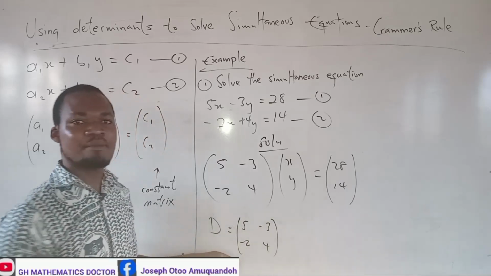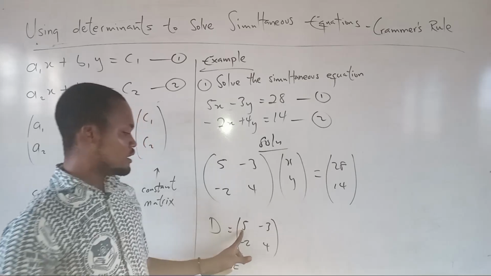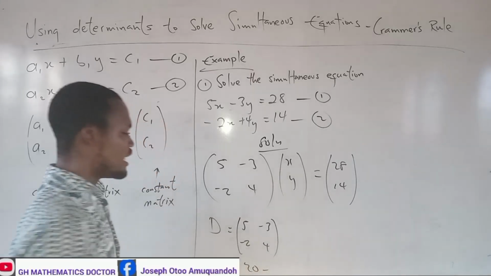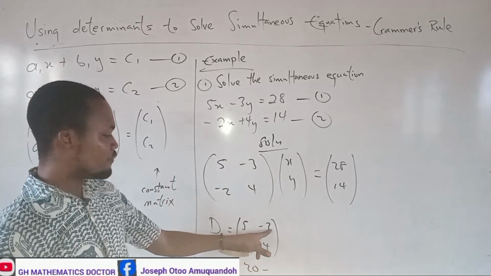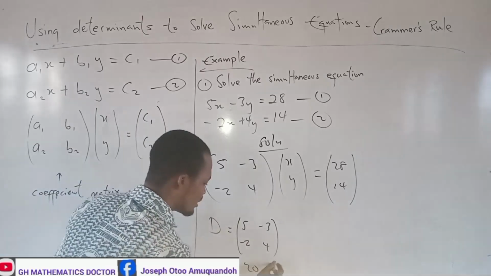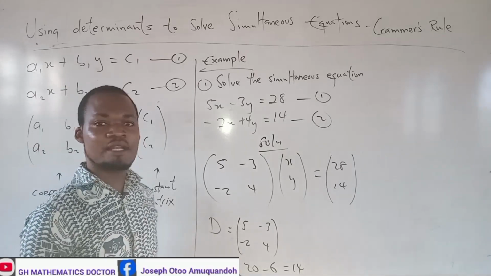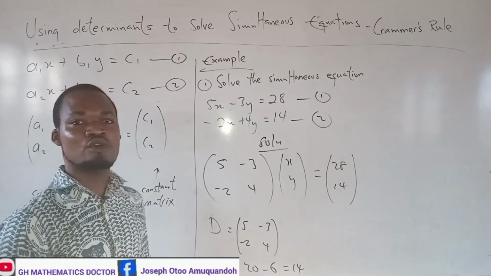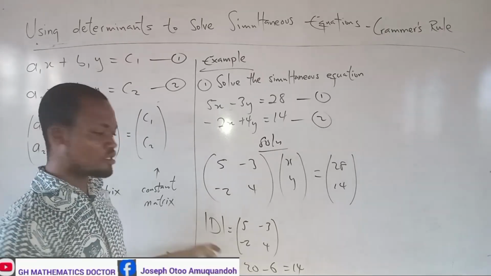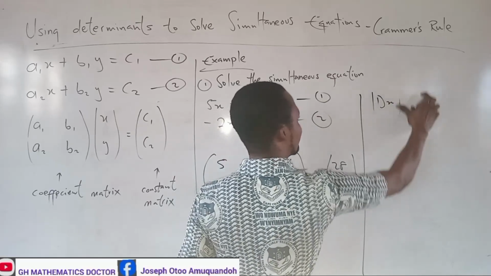To find the determinant of our matrix D, we multiply the left to right diagonal, which is 5 times 4, then minus the product of the right to left diagonal, which is -3 times -2, and that will give you 6. Our difference is 14. Having the determinant of matrix D, we are going to also find the determinant of Dx. We have this symbol to show the determinant.